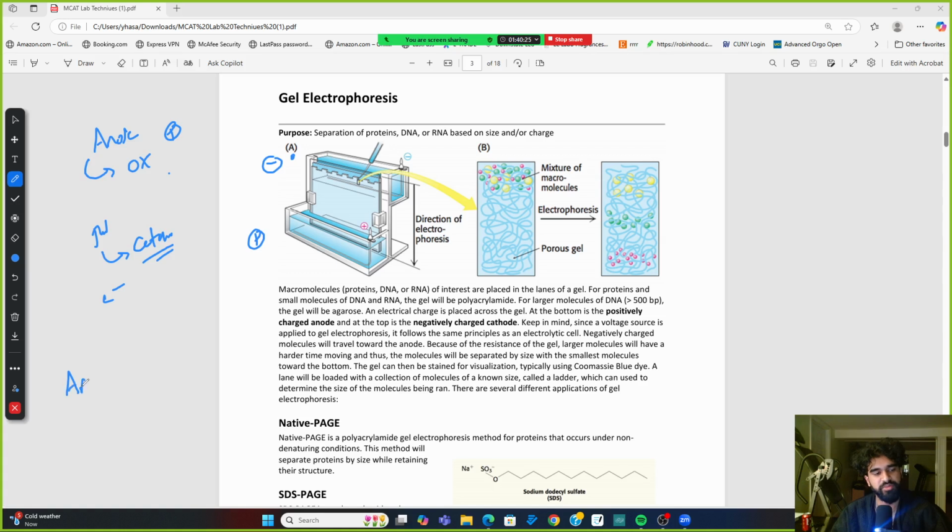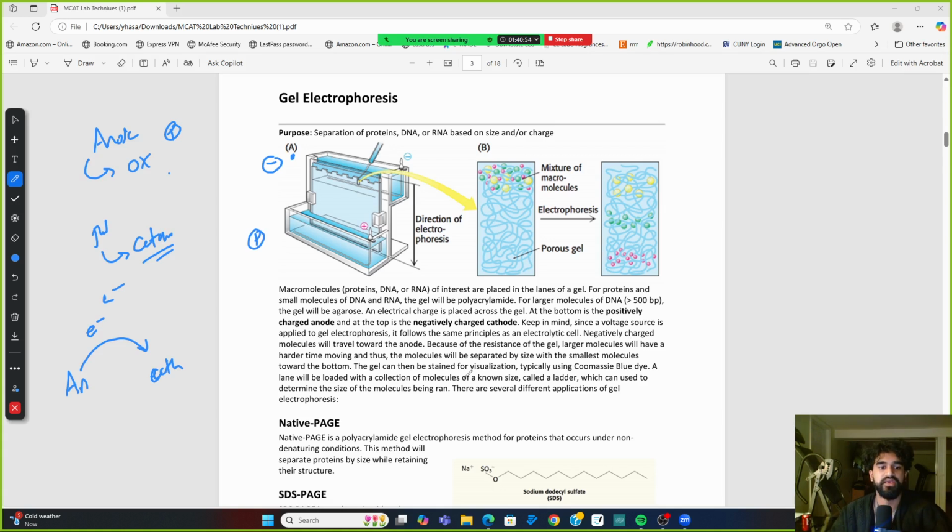So what I want you to remember whenever you're looking at electrochem is that the anode is giving electrons to the cathode, right? Okay. Very good. So keep in mind, since the voltage source is applied, gel electrophoresis follows the same principles as an electrolytic cell, like we said, right? So there's an electrolytic cell, where we have an outside source. We're plugging in something and we're running a charge through it, right?